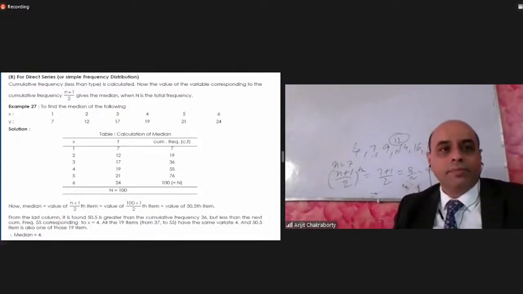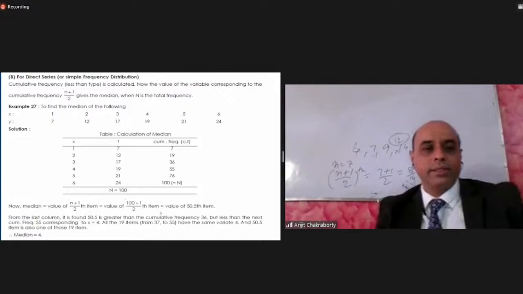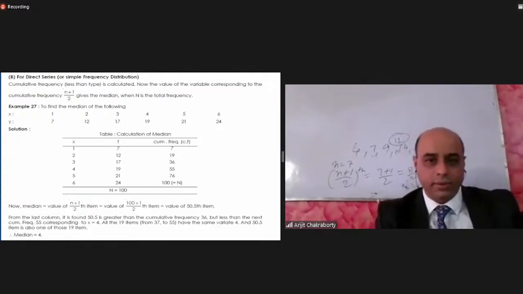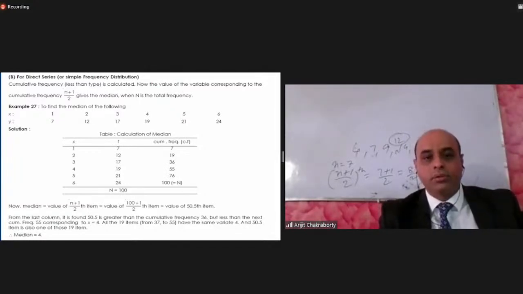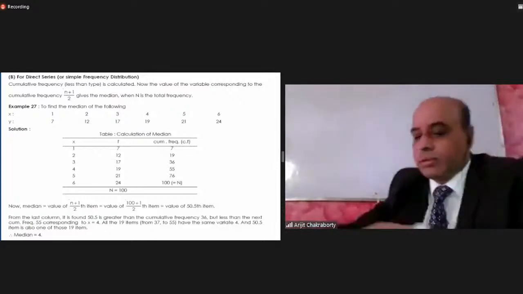Good, good. Okay. So for the direct series, just have a look at the table which is given. We have to first find out the formula, and understand this working out first. x is given and y is given. x is basically the values 1, 2, 3, 4, 5, 6, and the frequencies given are 7, 12, 17, 19, 21, and 24. We have to work out the cumulative frequency because we need to know the location of the median. So let me work this out and then we will understand the process.